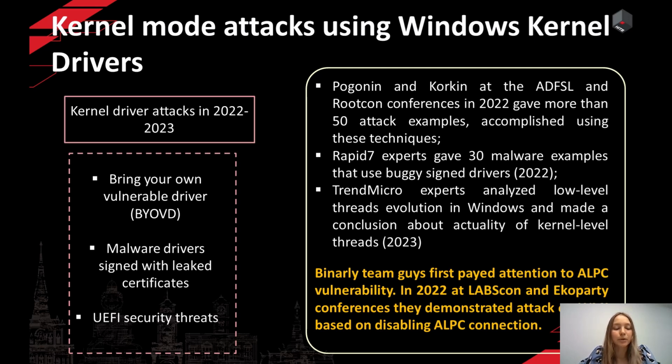Binarly Team guys were first who paid attention to ALPC vulnerability. In 2022, at LABScon and Ekoparty conferences, they demonstrated attacks on WMI based on disabling ALPC connection.